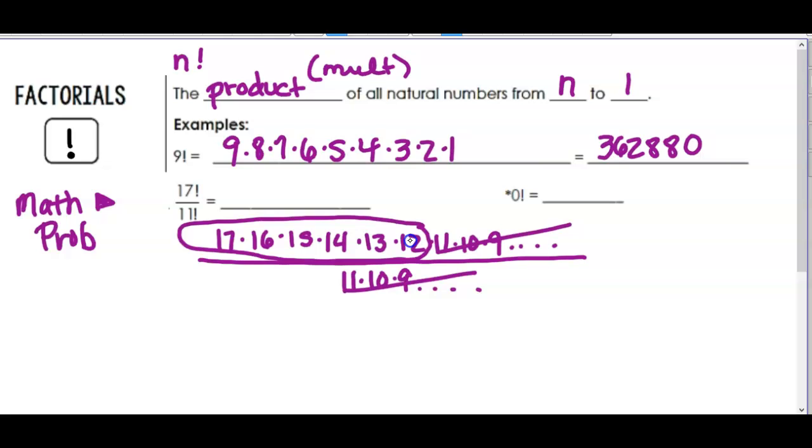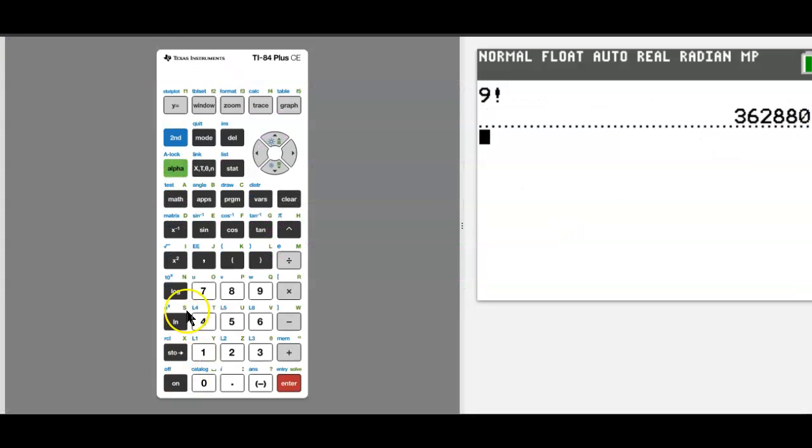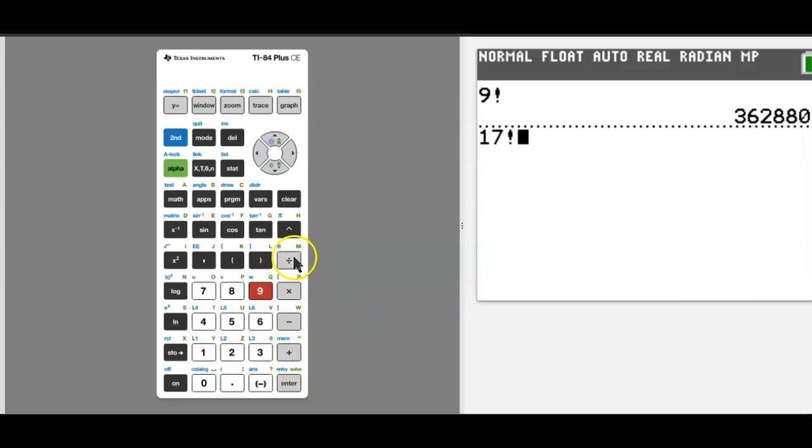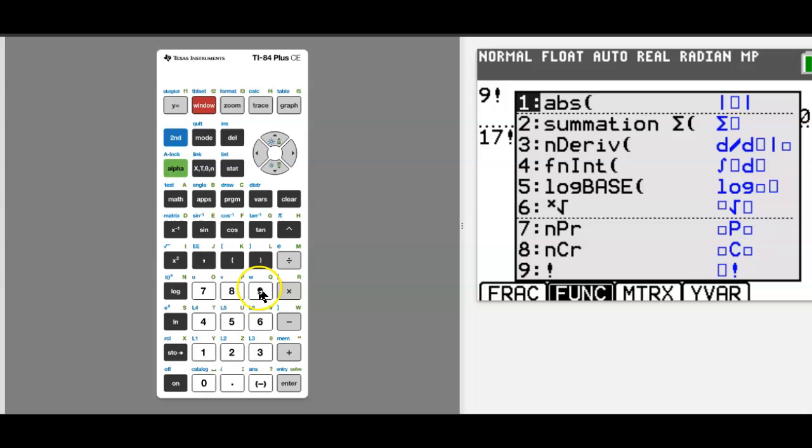Okay? So instead, here on the calculator, I'm going to teach you a shortcut as well, though. If you wanted 17 factorial, you can do alpha window, and it brings up this shortcut menu, alpha window, and then number 9 is a factorial. And then if you said I'm going to divide by 11, alpha window, choice number 9.